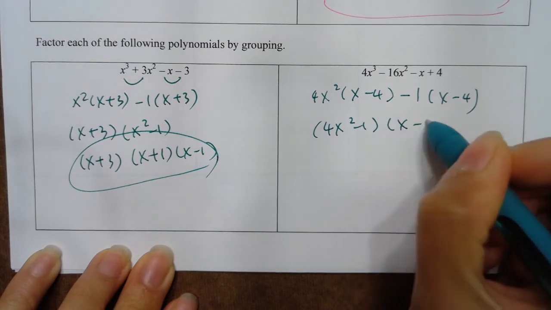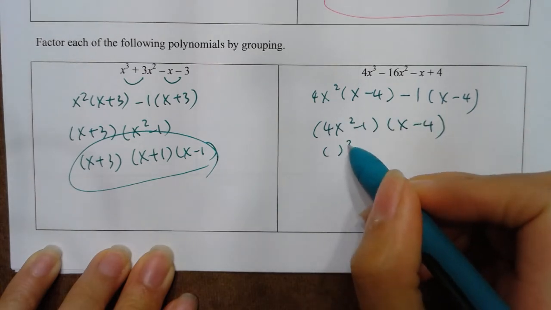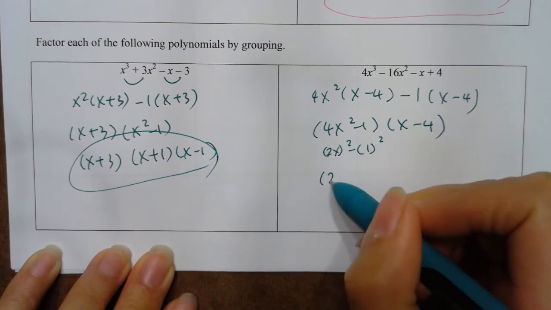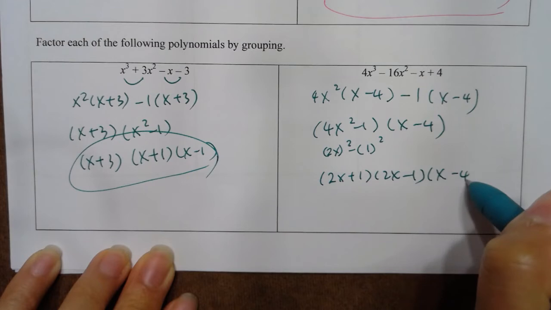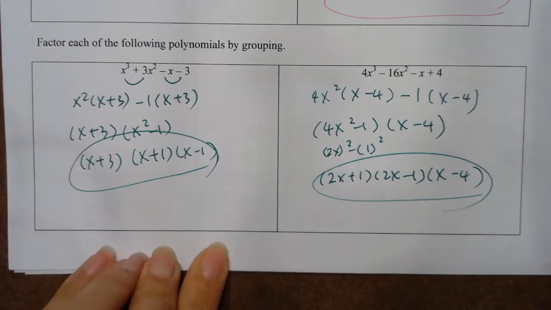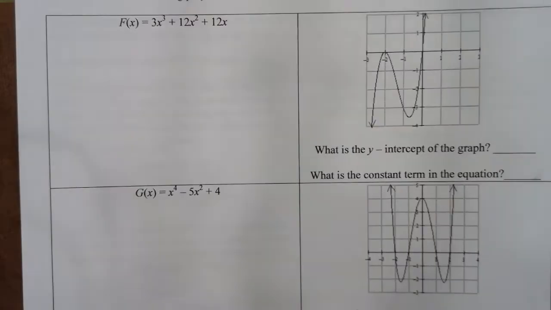Can I factor this further? Yes, you can. That is actually a difference of 2 squares again. 2x squared minus 1 squared. 2x plus 1 times 2x minus 1 times x minus 4, and that is it. Okay? Alright, since this was short, I'm going to keep continuing. Please go to the last page of your notes and find this.